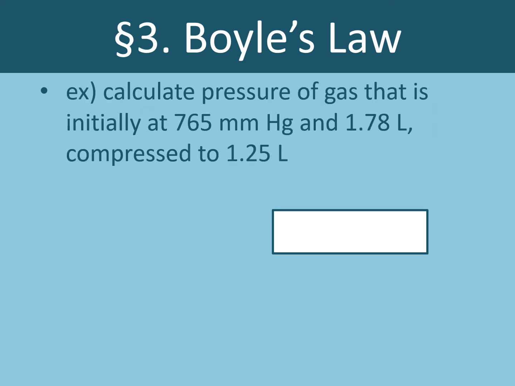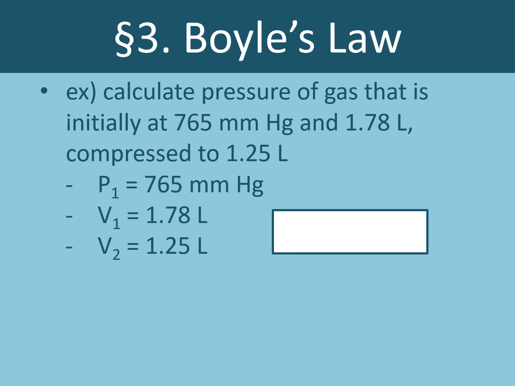Now let's do an example using Boyle's law. Our problem is to calculate the pressure of a gas that is initially at a pressure of 765 millimeters of mercury and at a volume of 1.78 liters. This gas is compressed to a volume of 1.25 liters. Let's identify our known variables. P1 is equal to 765 millimeters of mercury, V1 is equal to 1.78 liters, and V2 is equal to 1.25 liters. Recall that Boyle's law is P1 times V1 equals P2 times V2. So we need to calculate P2.